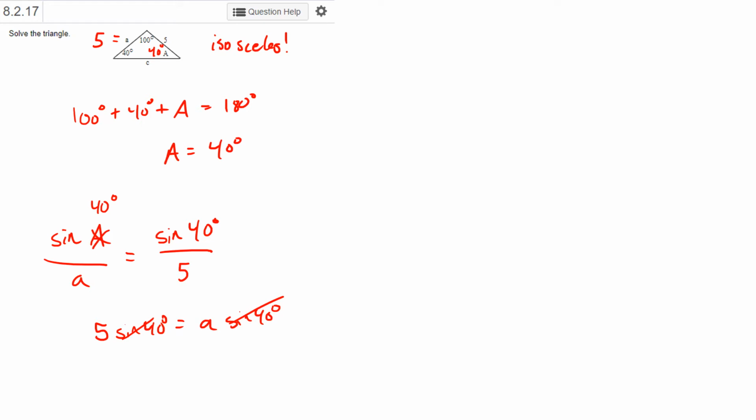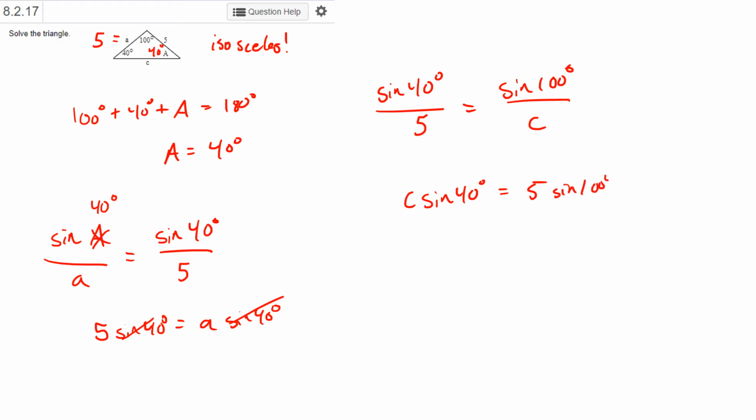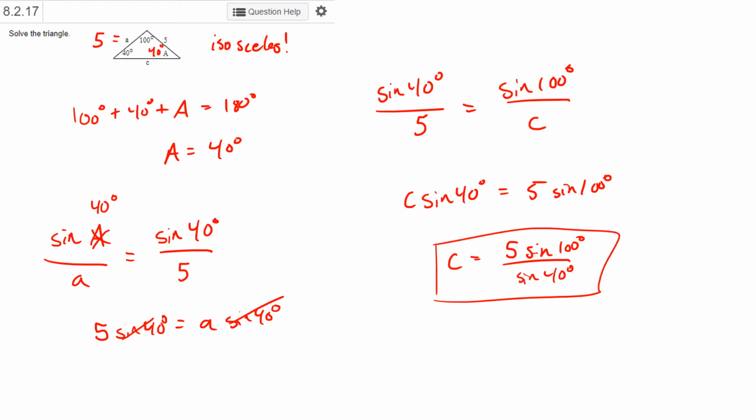Which really means the only missing bit here is the other side length C, and again, we're just going to use the law of sines. The sine of an angle, 40, divided by the length across from it, now across from a 40-degree angle is 5, must be equal to the sine of 100 degrees divided by the only thing missing, which is the side length C. Cross multiply, and then divide by the sine of 40 degrees. And you're done. And again, there's really no simplification to be done here.